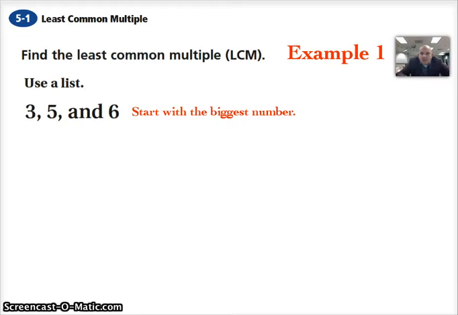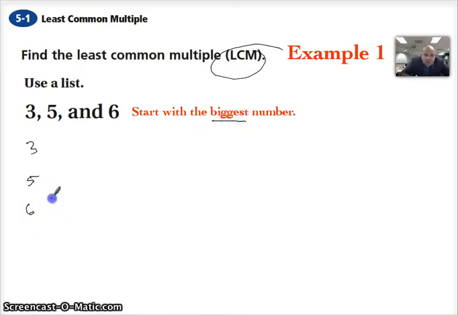Now we can do this without drawing groups. First method we're going to look at is the list method. We're going to take 3, 5, and 6 and find the least common multiple. How do we do that? We're going to write down 3, 5, and 6, and then we're going to start with the biggest number.